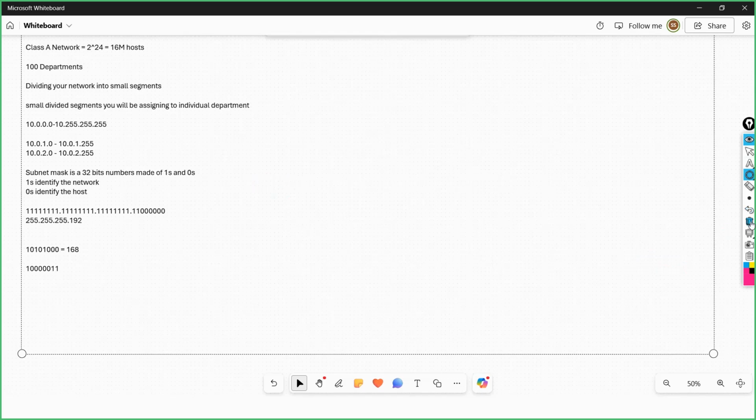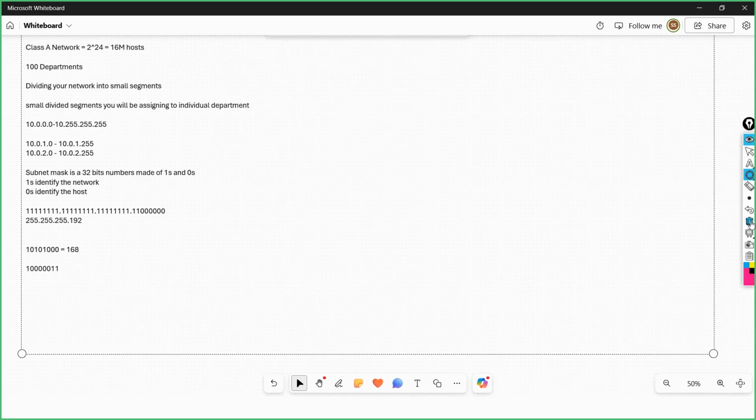This is one thing. The management becomes easy. Now let's say, for example, you have 100 departments within your network. Instead of using one single network, you will divide the network into 100 small networks, and you will assign one to each and every department. So during troubleshooting, it will be easy for you to recognize which department a specific network belongs to. So these are all the advantages of subnetting.